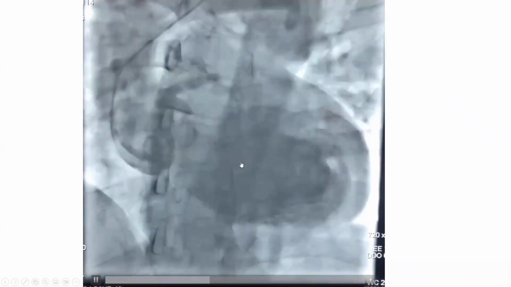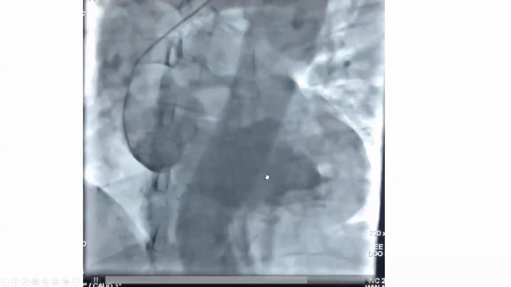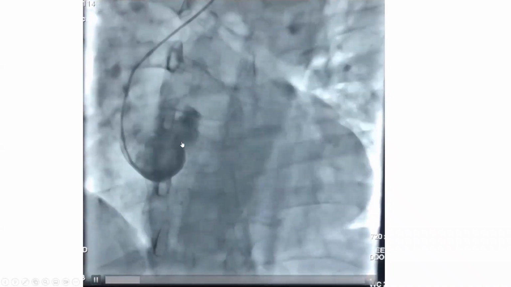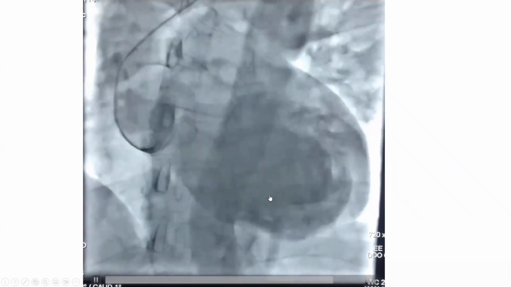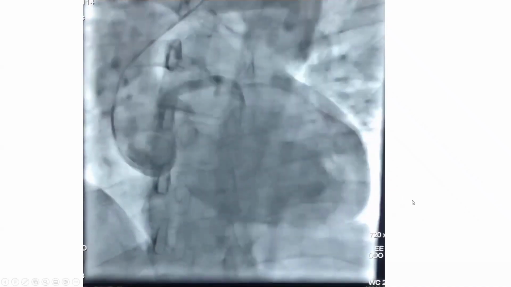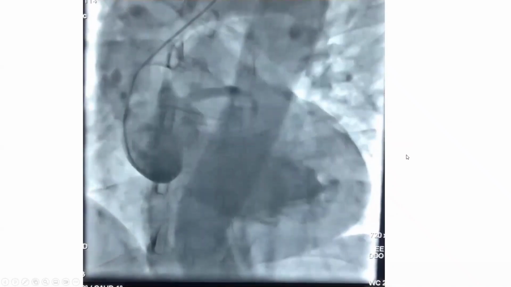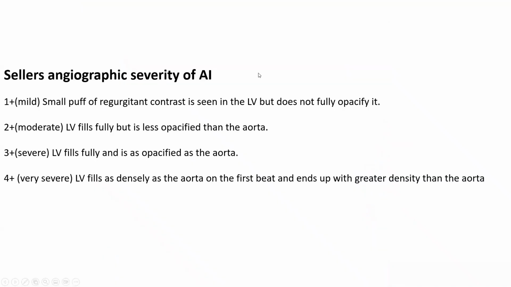And it's filling as densely as the aorta within 1 beat already. Within 1 beat, already it's filling as much as the aorta, and within the subsequent beat, it becomes more dense than the aorta. This is what you call 4+ aortic insufficiency. And I want you to know Seller's angiographic severity of AI, you really need to know it.